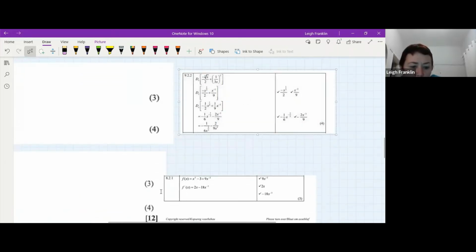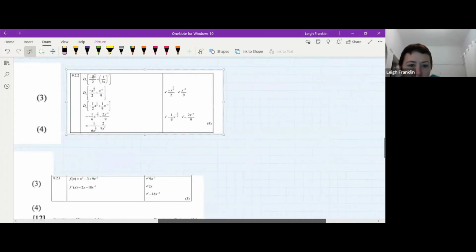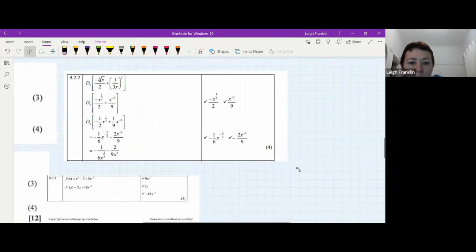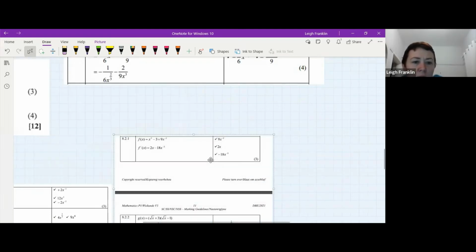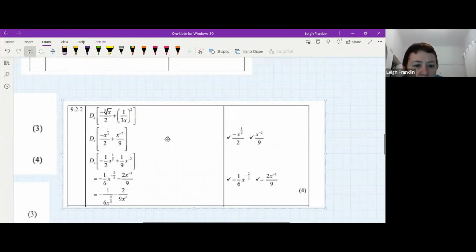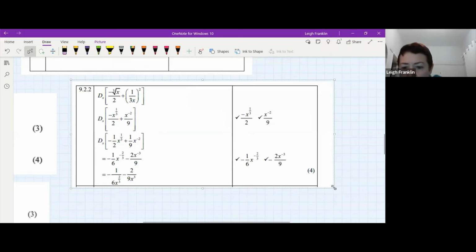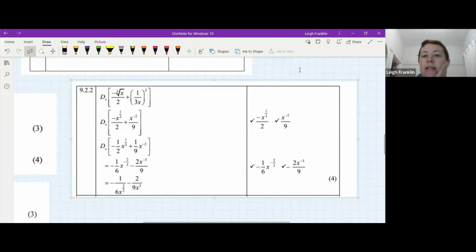Here is 9.2.2. Let me just make this a little bit bigger for you guys so you can clearly see everything. And then again, you can see where the marks were allocated. Let me just move that one out the way. All right, so can you see, Matrix, they've spent some time preparing the statement, getting it ready to be differentiated before it actually was differentiated. So removing the radicals and also getting rid of the brackets. Does it make sense in the second line that they've got x to the power of negative 1 over 3 over 2 plus x to the power of negative 2 over 9? Does that make sense? Do I need to explain anything there?